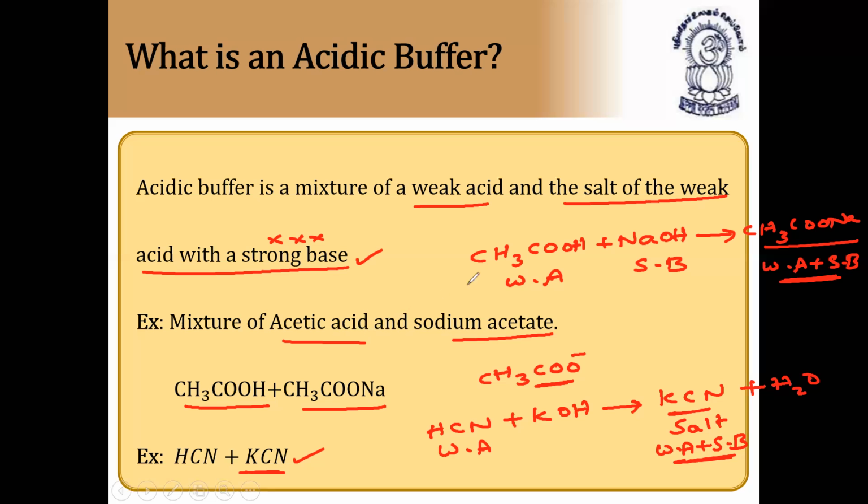I hope you understood. To get a salt of weak acid and strong base, we have to react a weak acid and a strong base. When a weak acid combines with a strong base, it forms a salt obtained by the means of weak acid and strong base. So this is the salt. Here, sodium acetate is a salt and potassium cyanide is a salt.